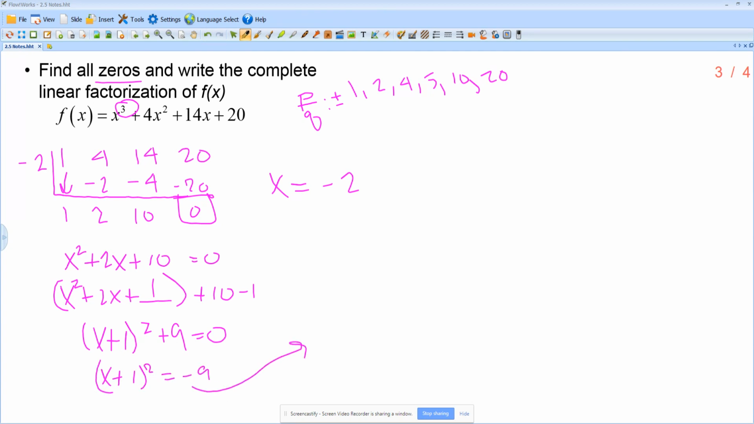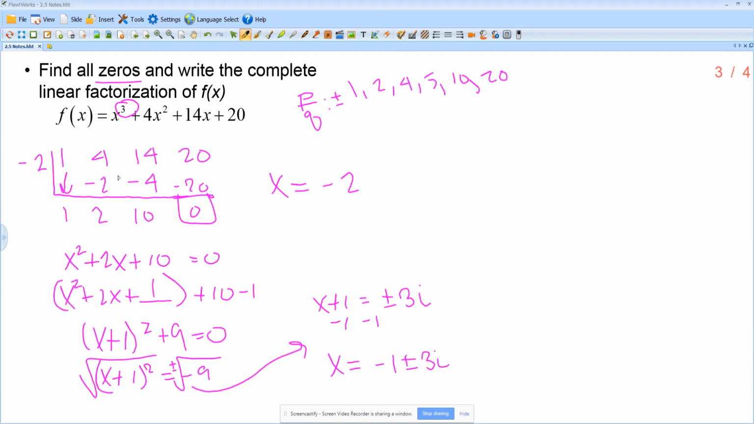Just going to continue solving over here. That gives me x plus 1 is equal to plus or minus 3i. So what I did at this point is square root both sides. That gives me the plus and minus. The square root of a negative is i. The square root of 9 is 3. Then I just subtract my 1. And the way this is written is -1 plus or minus 3i.